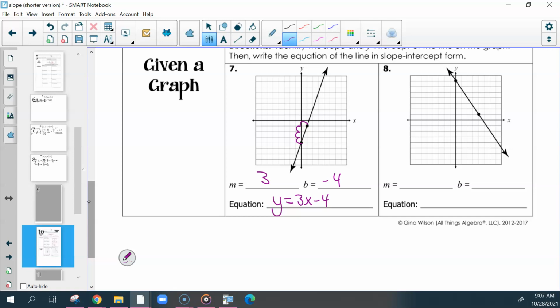Same process for number 8. What would your y-intercept be? 7. Your slope, you need to count your points. Minus 6 over 4, and negative. Yes. So our equation would be y equals negative 3 over 2 x plus 7. Always remember your y equals and remember to put your x. If you don't have those two things, you're missing pieces.